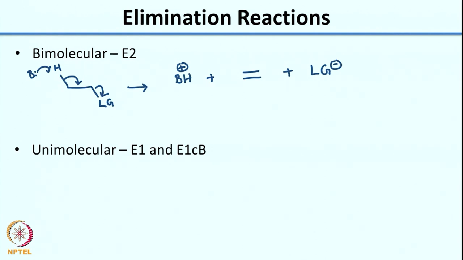The other option is you can have a unimolecular reaction. The unimolecular can go either by an E1 mechanism or an E1cB, which is E1 conjugate base. So in the E1 mechanism, what happens is here again you have a leaving group.